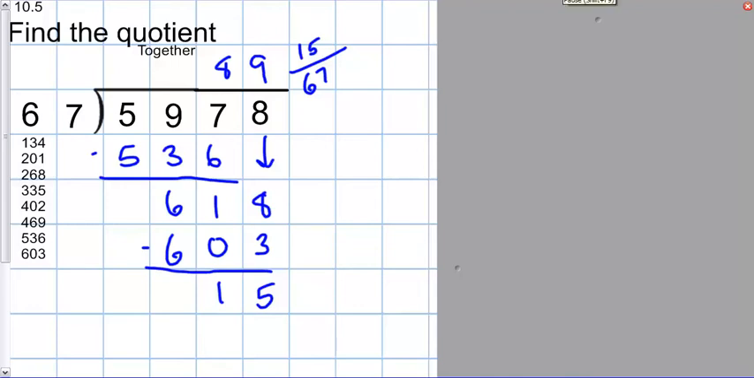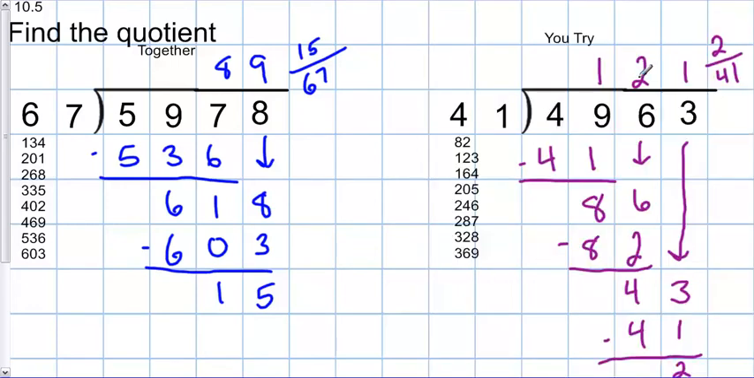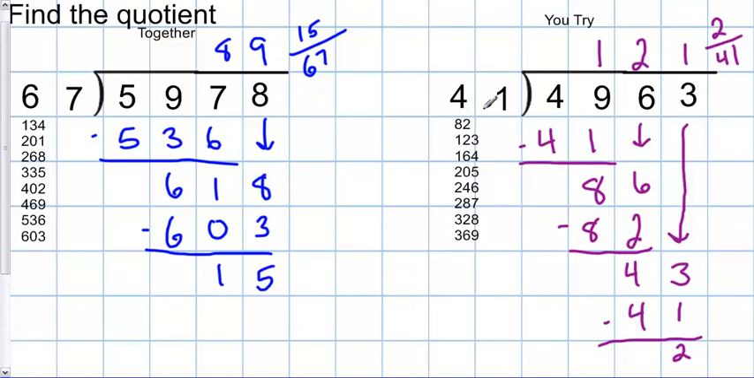So give the video a pause, try this other problem, let's see how you do. I came up with 121 and 2 41sts. So if I counted by 41s, here are my first 9 multiples of 41. I'm looking for a number greater than 41. 49 is greater than 41. And it just so happens that 1 is the largest number that's smaller than 41. So 1 times 41 is 41. Subtract 8, bring down the 6.